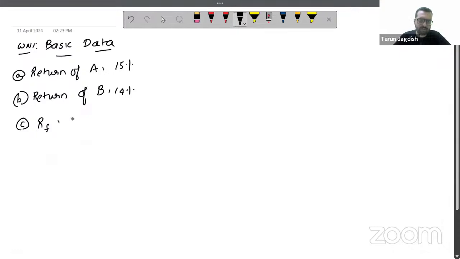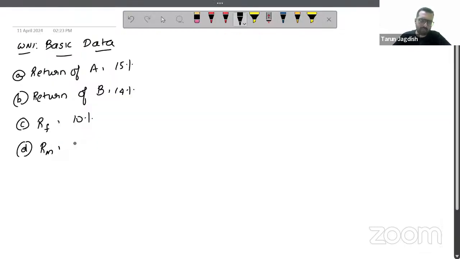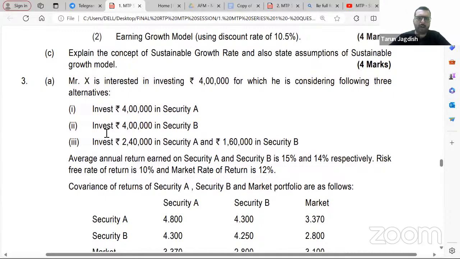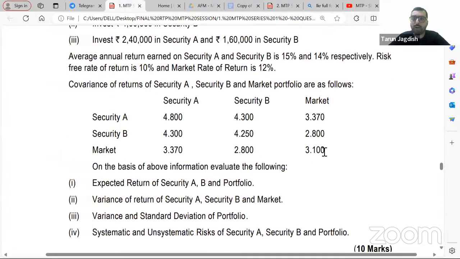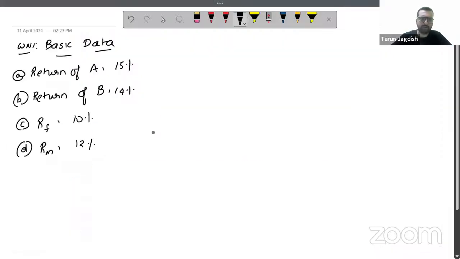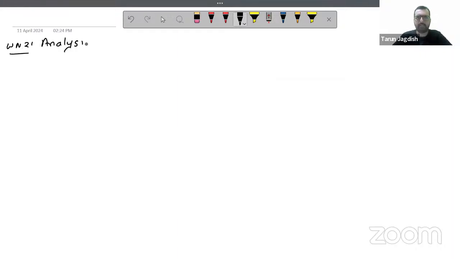RF is how much? 10% is your RF. And they have given RM. RM is how much percentage? 12% is your RM. All right. Down they have given you a table. This table we have learned in a method called the matrix method, friends. I hope you remember that. So, working note number 2, analysis of matrix.